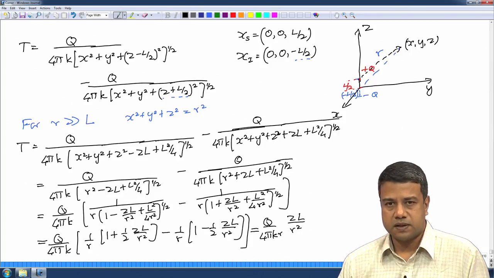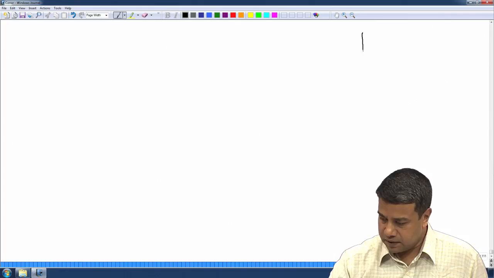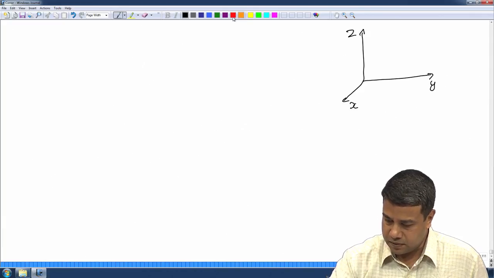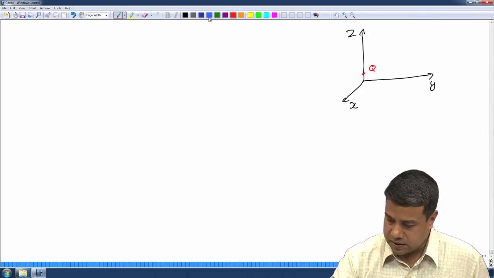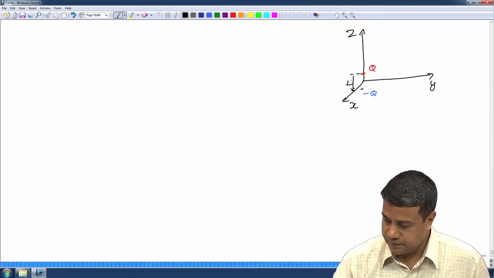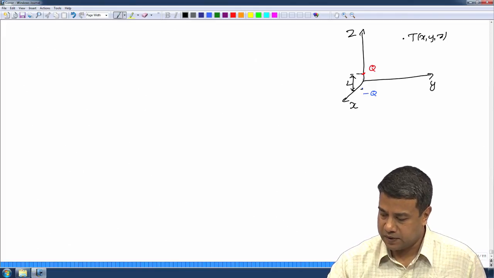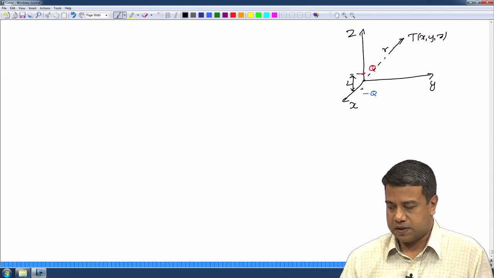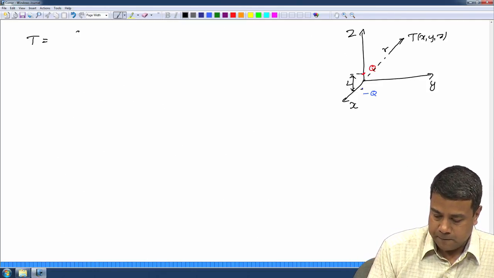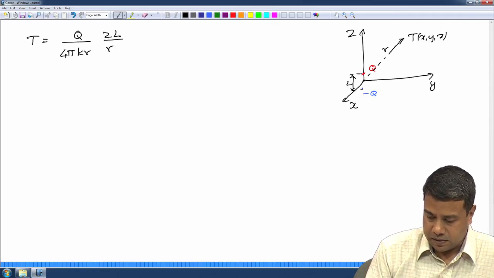So, let us look at what this means. I had started off with a problem with a source plus q, a sink minus q, separated by a distance L, and I was trying to find out what was the temperature at some location T of x, y, z, for the case where this distance r is much larger than L. And retaining just the first term in the expansion, what I got was T is equal to q by 4 pi k into r into ZL by r square.